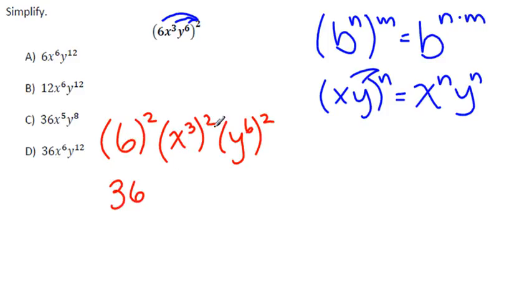Here we multiply their powers, so that's going to give us x to the 3 times 2, which is x to the 6. And then we're going to have y to the 6 times 2, which is y to the 12. And if we look at our choices, it looks like it is D.